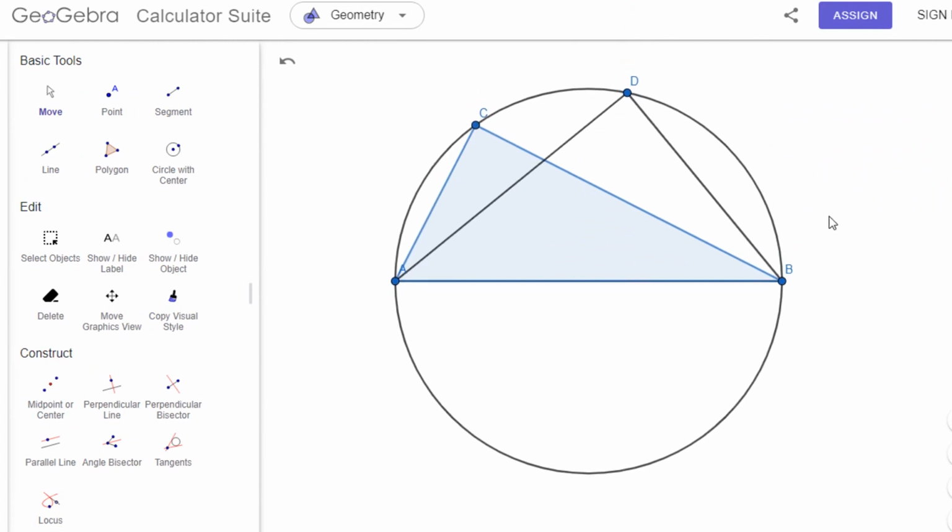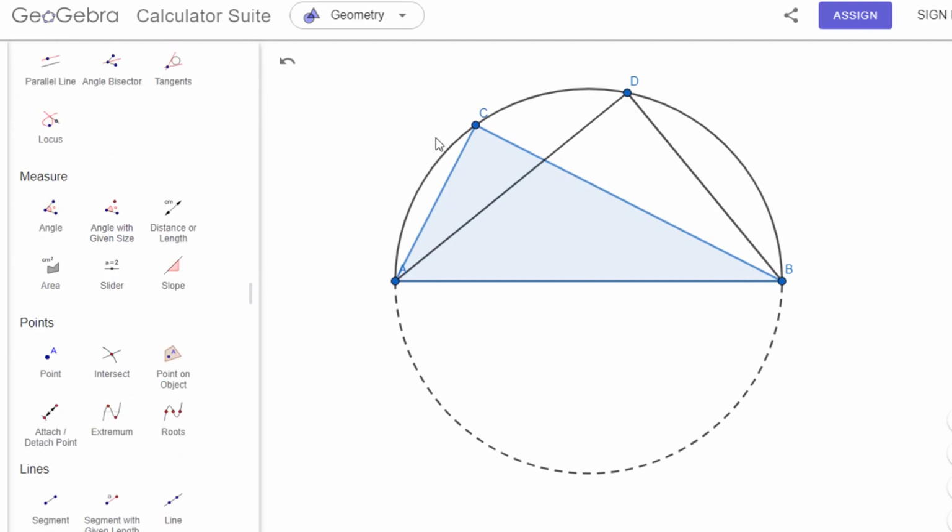As you can see, this is a circle, and in this circle we have a semicircle. Let me just change it so that you can see the difference better. We're talking about angles in a semicircle. So the theorem says that any angle formed in a semicircle is what? A right angle. So let us prove it.